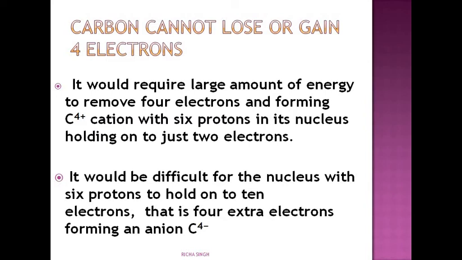Because in ionic compounds you have studied that there is transfer of electrons. Now here carbon can't transfer and carbon can't gain also. So what will it do? The question arises, what should be done?